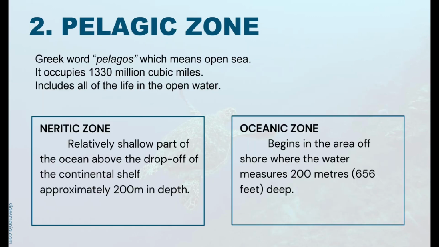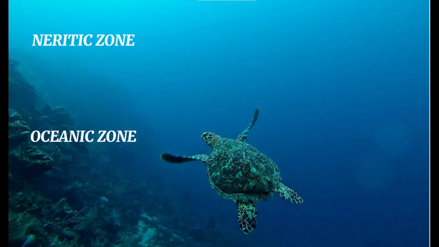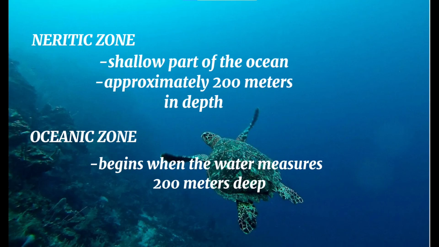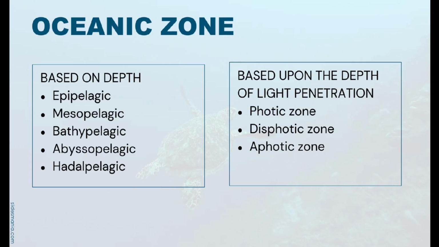The pelagic zone is the zone that includes all life in the open water. It is divided into two zones, the neritic zone and the oceanic zone. The oceanic zone is divided by two factors, based on depth and based upon the depth of light penetration.